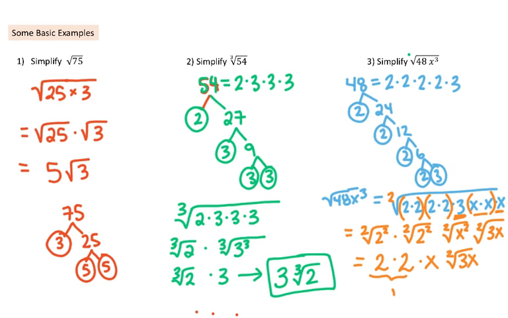Last step, 2 times 2 is 4x times the square root of 3x. There's actually no need to write the index. When there's no index written, that means square root.